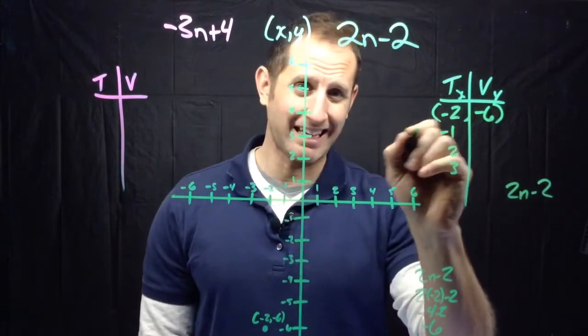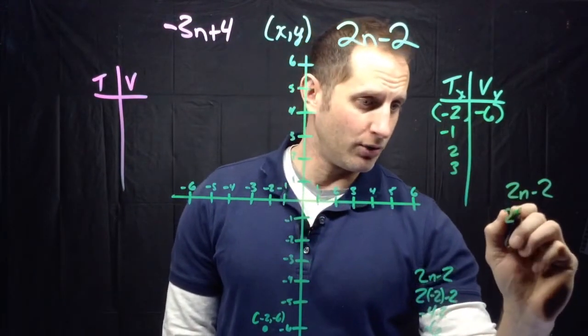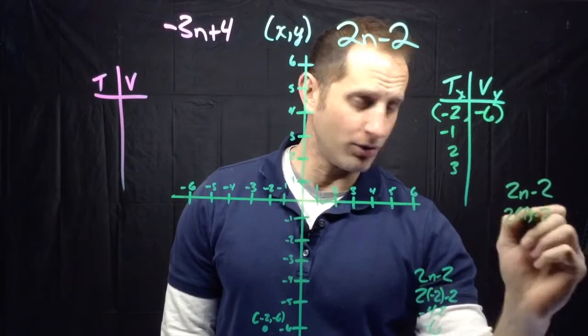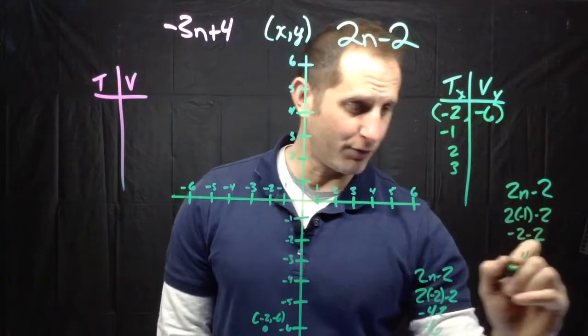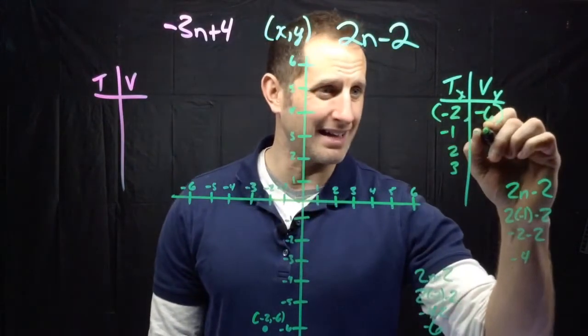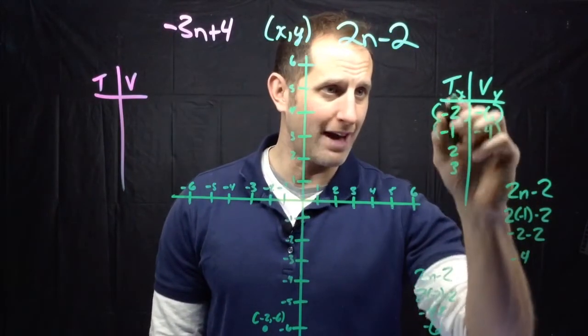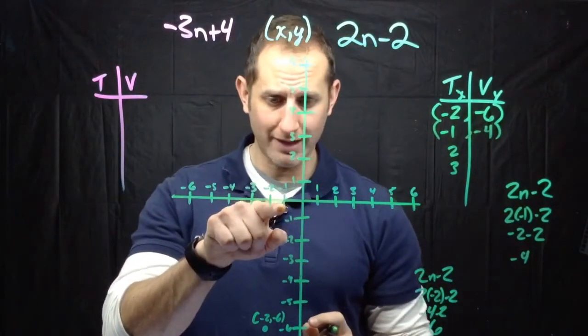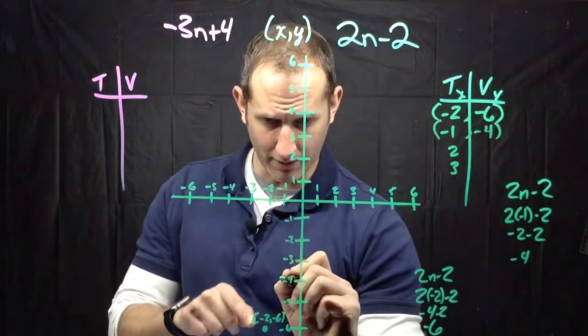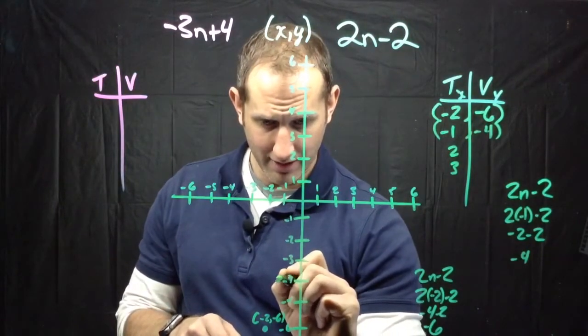I'm going to plug negative 1 into n now. 2 times negative 1 minus 2. 2 times negative 1 is negative 2, minus 2. That equals negative 4. So my second value is negative 4. I'll make that into an x and y coordinate with a comma in the middle. I'm going to move over 1, down 4, and I am right about there.